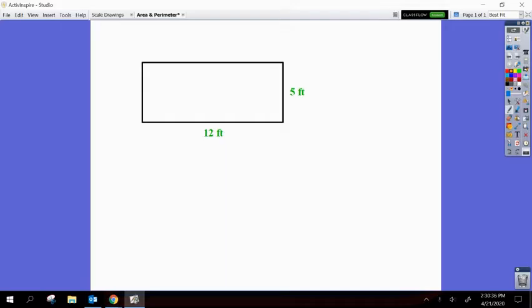Area and perimeter is a fairly basic concept, but just to review to make sure we all understand how to do it. The perimeter is a measurement of the distance around the outside of an object. I have a very simple rectangle here with both the length and the width labeled, and I'm simply going to add up each length of the four sides of this rectangle. Now we know in a rectangle that opposite sides are congruent, so if this is 5 feet, this is also 5 feet. So it's 5 plus 12, which is 17, plus another 5, which is 22, plus another 12, which is 34. So the perimeter is 34 feet.